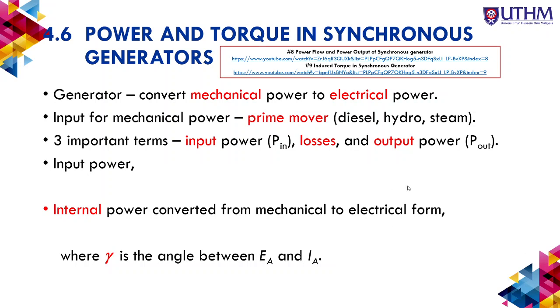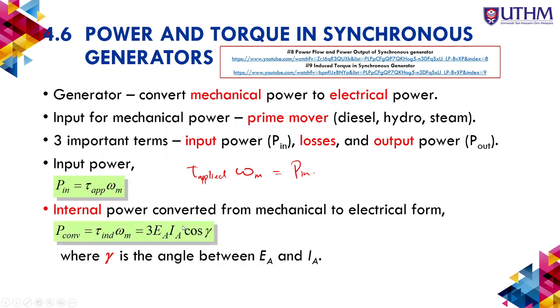so the input power equation is P in equal to T applied times omega M. Kena ingat, torque applied times omega M becomes P in. Okay, and then the internal conversion from mechanical to electrical power. So this is the equation lah, the conversion. This is the induced torque. Kena ingat, so this is the induced torque. So this is the applied torque. So it's a bit different. Okay, so jangan salah faham kat sini.